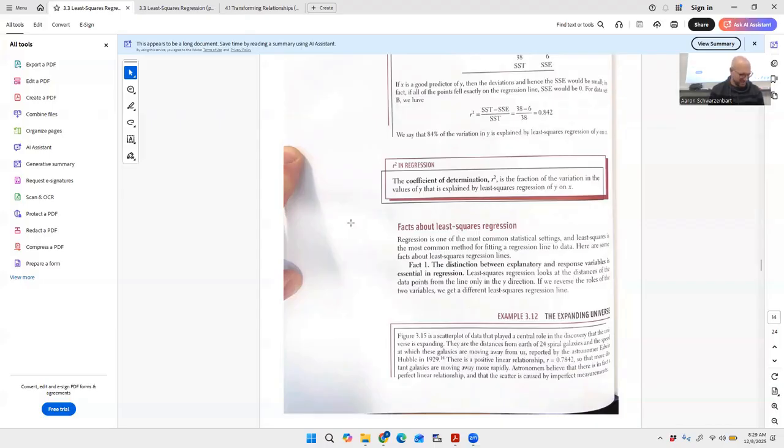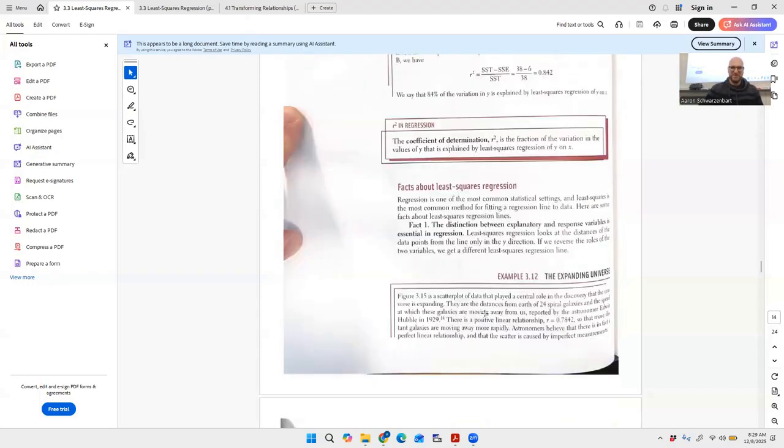Facts about least squares regression. The distinction between an explanatory and response variable is essential in regression. It does not matter in correlation, but it does in regression. When you switch y and x, it matters. You will still get the same correlation, but you will not get the same regression line.